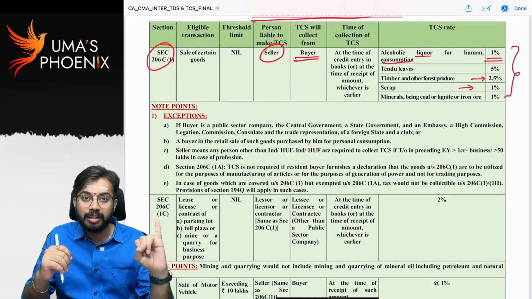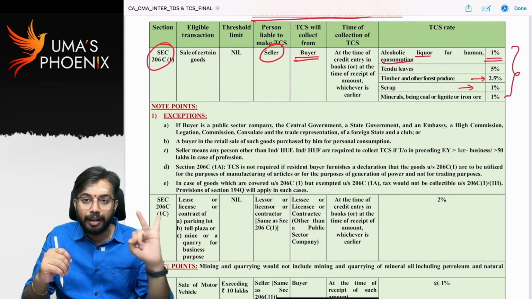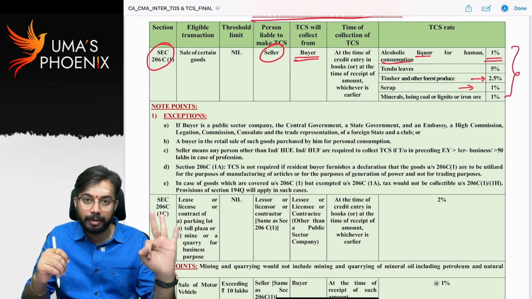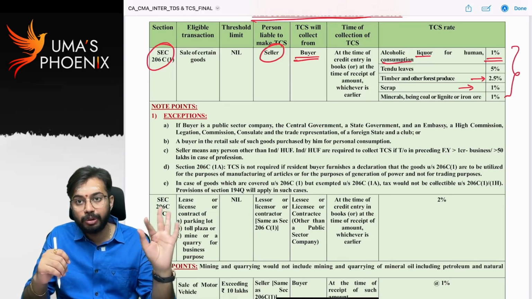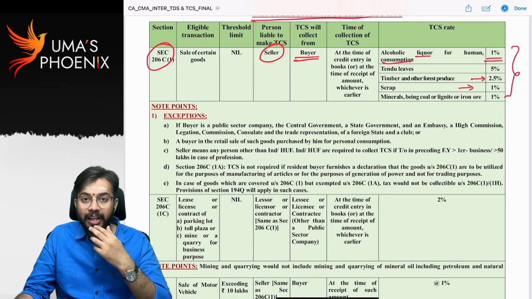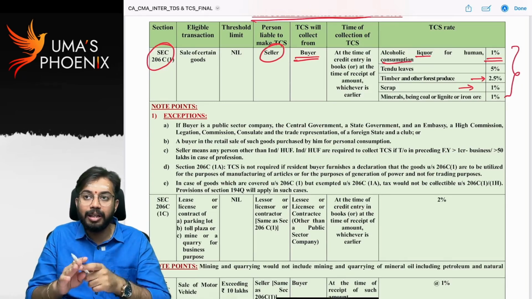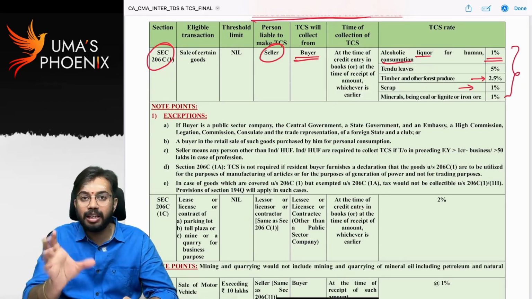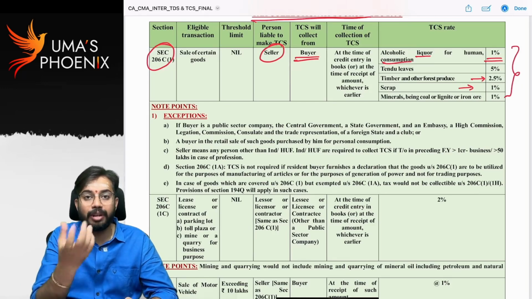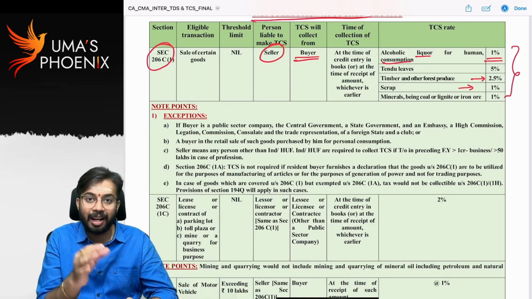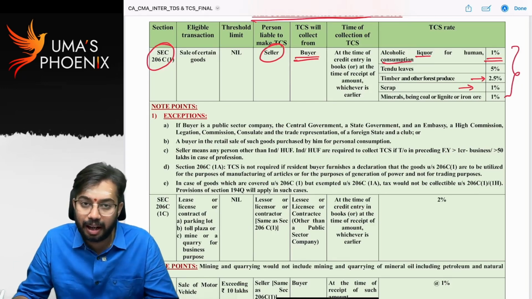So under 206C1, what are the products covered? Alcoholic liquor for human consumption, rate of TCS 1%. Tendu leaves, rate of TCS 5%. Timber and other forest produce 2.5%. Next, minerals being coal, lignite, iron ore, and scrap. For these, the rate of TCS is 1%. Who will collect TCS? Seller. From whom will TCS be collected? From the buyer. When? Credit or accrual or cash basis, whichever is earlier. That means the date on which a sale entry is passed in the books of accounts or the date on which the amount is received from the buyer, whichever is earlier. On that earlier date, TCS will be collected.